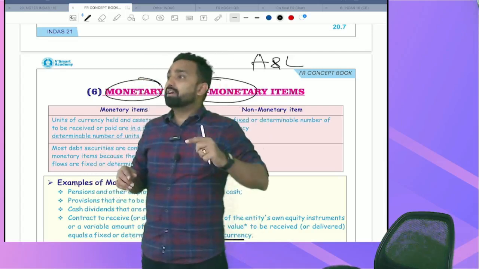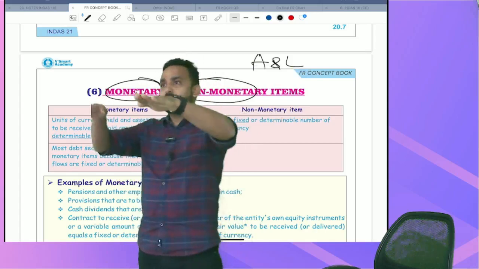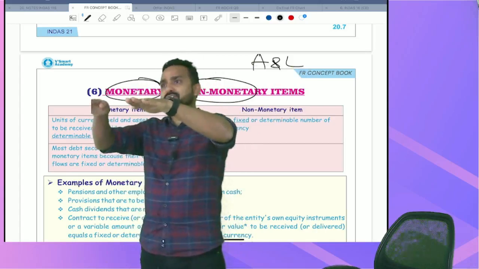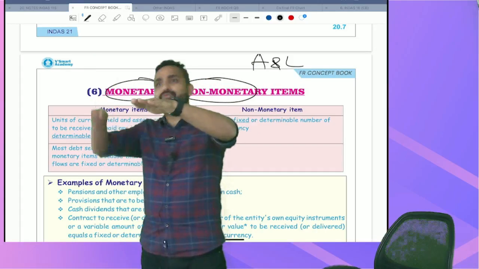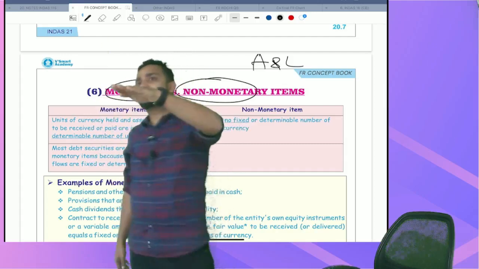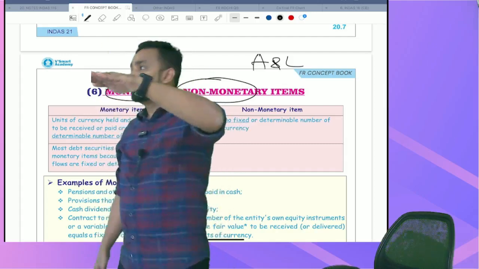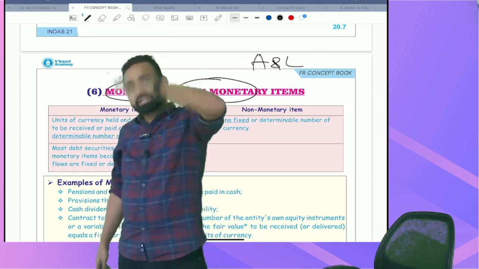50,000 I invested in the equity share of a company. Now compare these two. 50,000 of equity share, 50,000 of debtor. Which one is fixed? Tell me. Debtor is always fixed. In the entire 2 months, it will not go up and down. But which is not fixed? Equity investment is not fixed. It may fluctuate. So it's non-monetary.